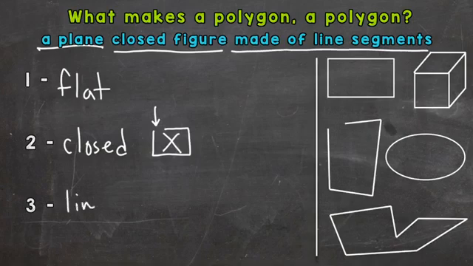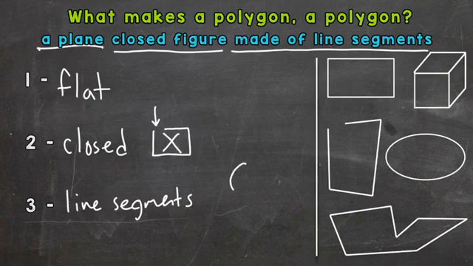And then lastly, made of line segments. This means that there cannot be any rounded edges. So for example, a counterexample, a circle is not a polygon. Yes, it's flat. Yes, it's closed, but it's not made of line segments. A polygon has to have a check next to each of these three things, so not a polygon.